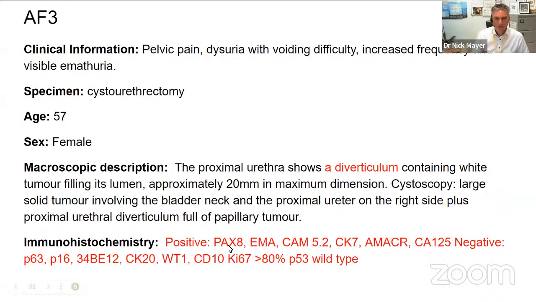So the tumor was positive for PAX8, EMA, CAM 5.2, CK7, AMACR, and CA125, and it was negative for a plethora of other antibodies. The Ki67, we were told, was greater than 80%, which is of some relevance to the differentials offered, as is the fact that the tumor was negative for P63, 34 beta E12, and CK20.